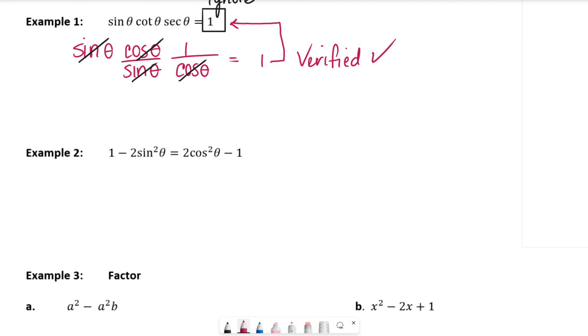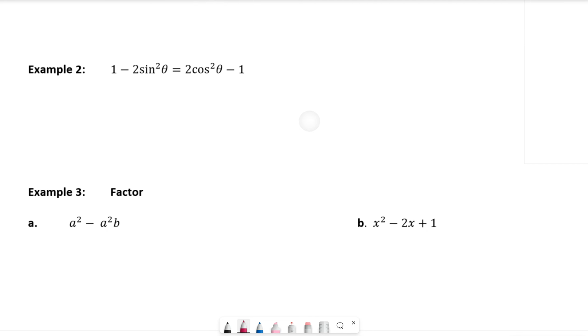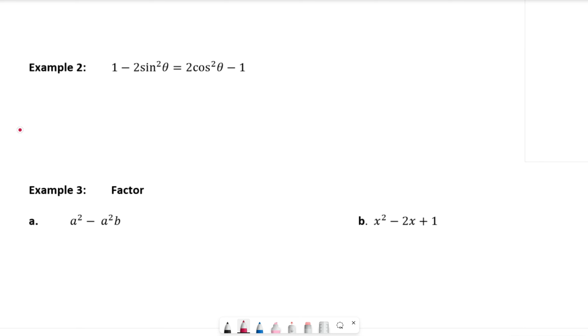Let's do that again. In this scenario, neither side is obviously the simpler looking side, so I'm just going to pick one to ignore. Let's ignore the right-hand side this time. This is like saying that this is my answer key, so to speak. Whatever I ignore, that's my answer key.